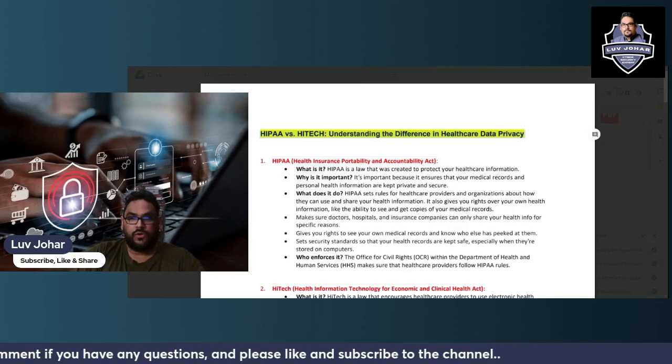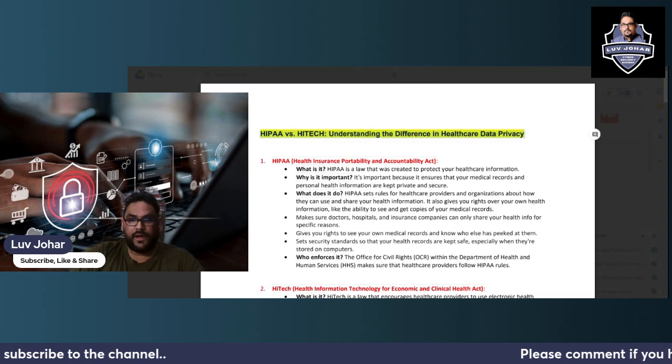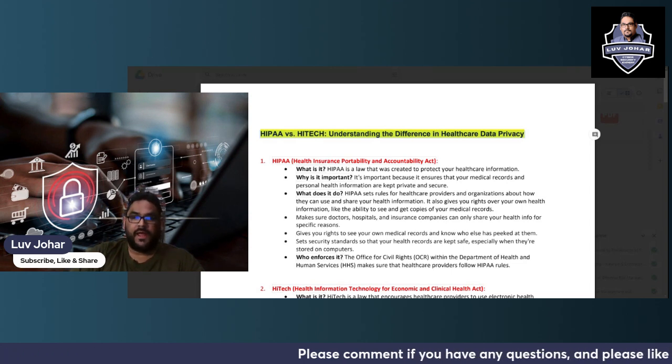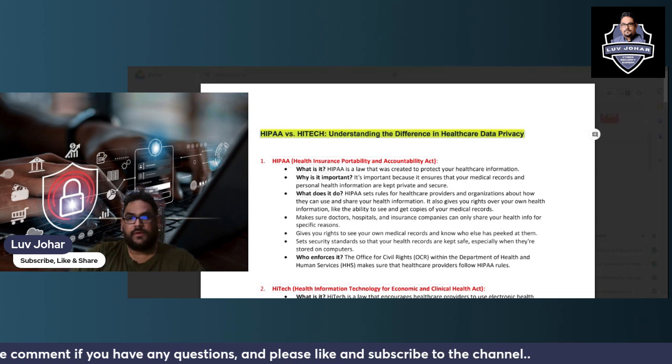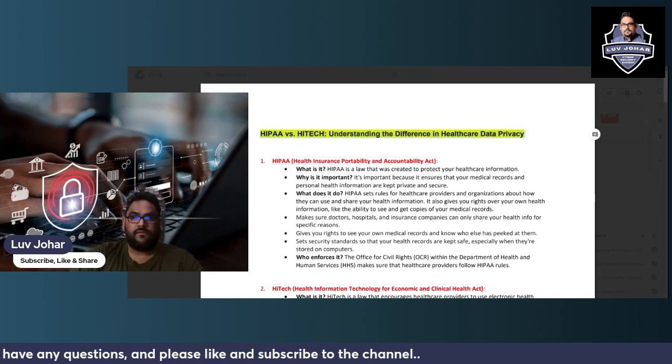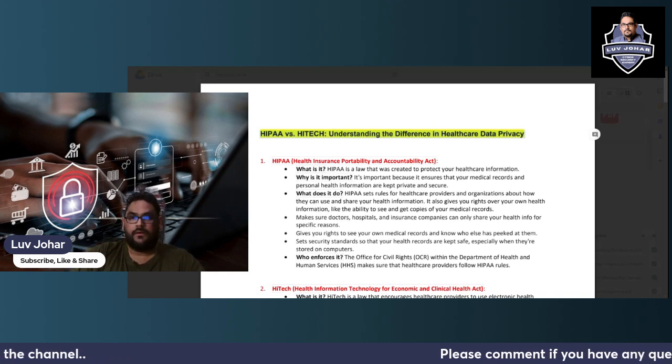Okay. So first of all, let us understand what is HIPAA. So HIPAA is basically nothing but a law which is created to protect your healthcare information. Okay. So any sort of healthcare information, for example, your medical records, your different sort of X-rays, any sort of healthcare information you have, it is being protected by HIPAA. So it's a law. Okay.